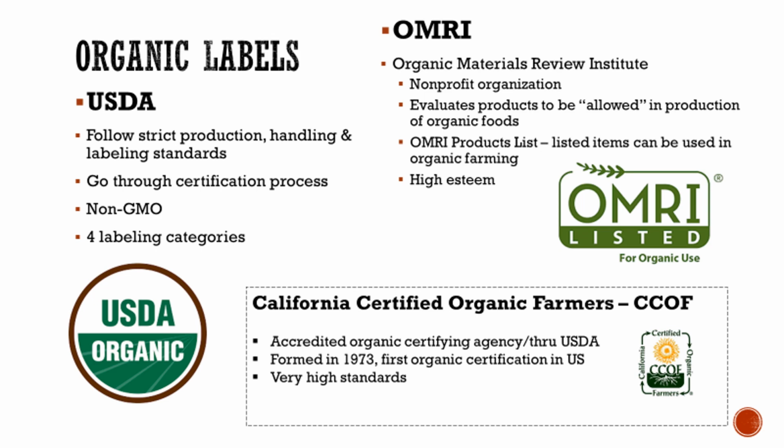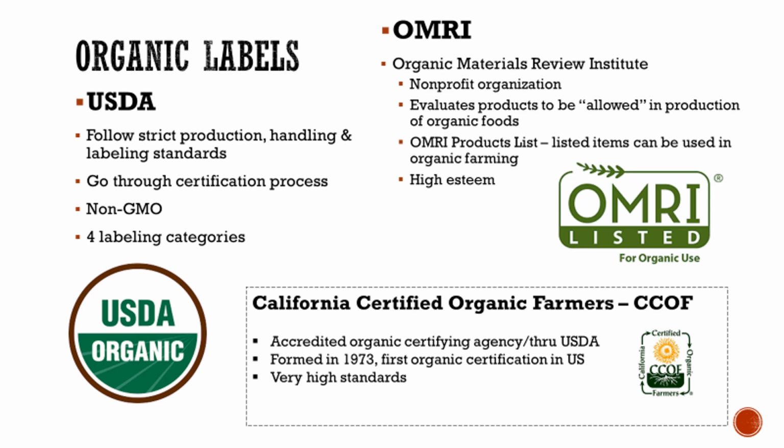Organic is non-GMO because the use of GMOs is prohibited in organic production. For example, organic farmers cannot plant GMO seeds, organic livestock cannot eat GMO feed, and organic food manufacturers cannot use GMO ingredients. There are 4 distinct labeling categories for organic products: 100% organic, organic, made with organic ingredients, and specific organic ingredients.